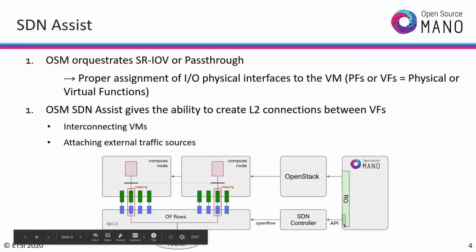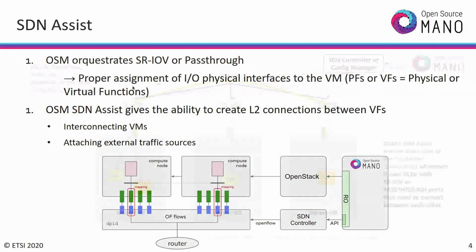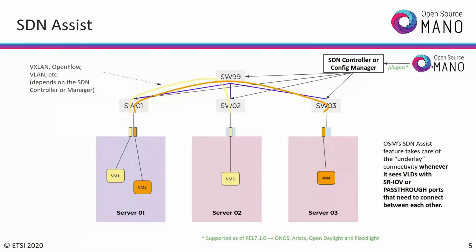Okay, so the SDN Assist module would support plugins for talking with different SDN controllers or network managers, but the methods that we would consume from Arrow are the same. We just want to connect 2 ports or 3 ports, or whatever amount of ports that we want to connect that have this characteristic. So at the end, we would have Open Source MANO through plugins controlling this SDN controller or network configuration managers, so that the switches can be configured to create this communication, which can be VXLAN tunnels, OpenFlow, VLANs, whatever the switches support.